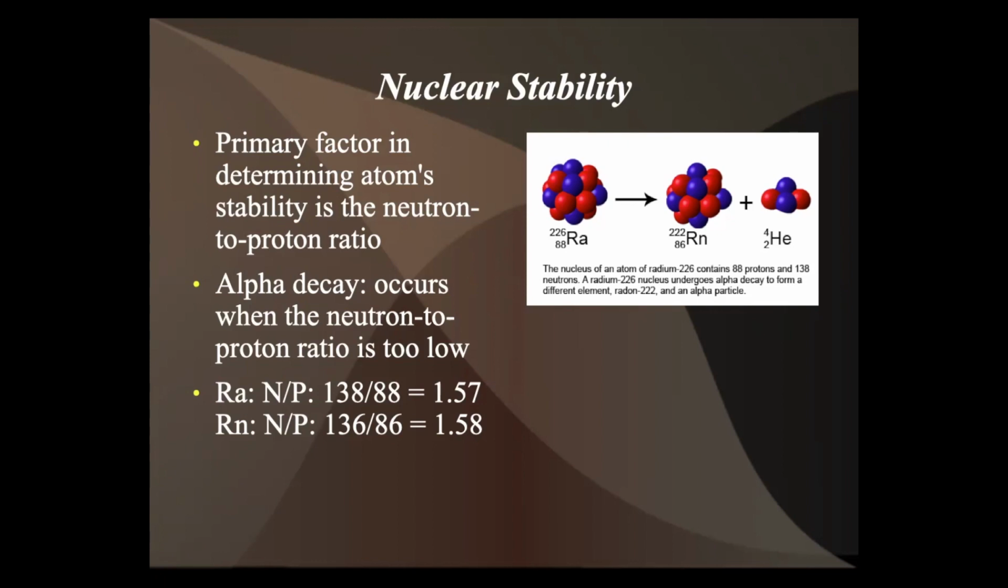So if you start with 138 neutrons over 88 protons, you get a ratio of 1.57. At the end with radon, you have 136 neutrons over 86 protons. That gives you a ratio of 1.58. And so we can see that now the neutron to proton ratio is getting a little bit higher. You have more neutrons per protons when you go from radium to radon. And so it gets more stable through alpha decay if there are too few neutrons or too many protons.